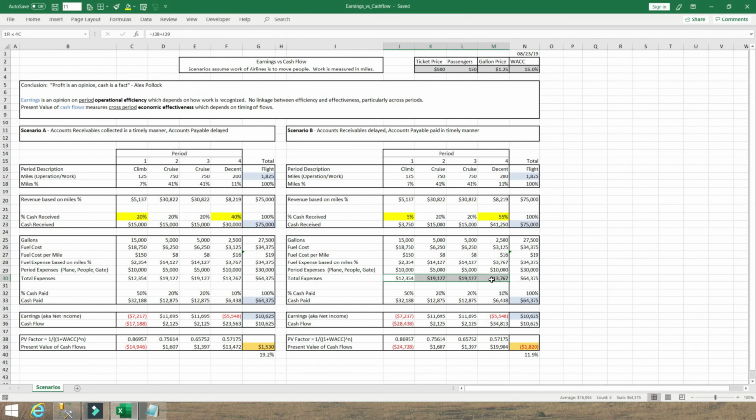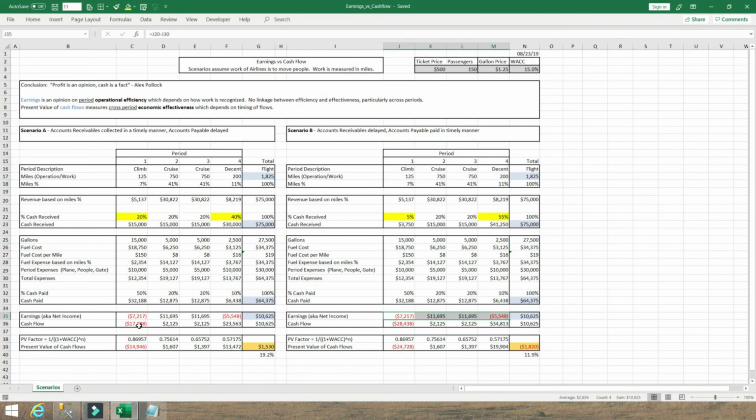And those total expenses are the same regardless of which scenario we're looking at, because the scenarios only differ by when you assume cash is actually being received by the company. So when we calculate earnings for each period, earnings is simply revenue minus the expense. And you can see here that the earnings are exactly the same in both scenarios. Because of accrual accounting, it doesn't matter when cash is actually paid or received. It's all about when things are recognized in terms of revenue and expenses.